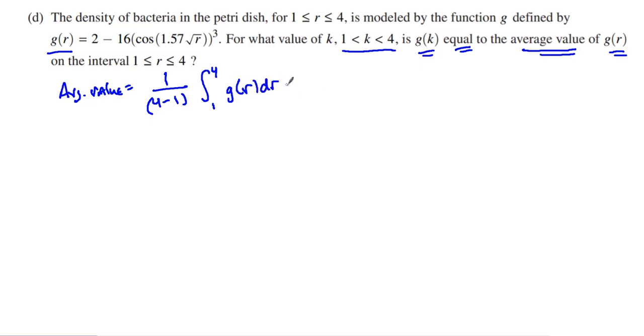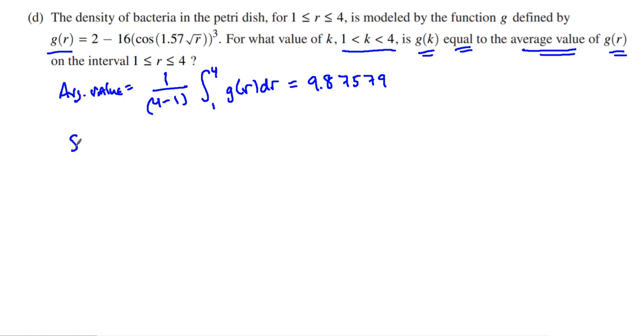And if you do this on your calculator, you want to define this g of r in your calculator. You can define it as f of x or g of x, however you want. You're going to do this average integral, and you end up getting 9.8757. And I'm going to round the 9 right there. And so this is what we call our average value. Now we want to find out where that average value is equal to your true value.